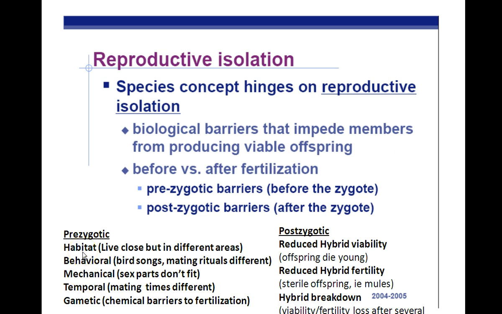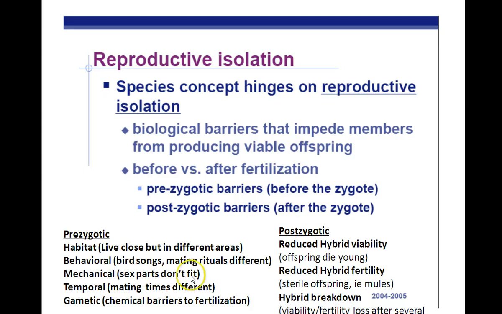Habitat isolation: they live close but in different ranges. Since they're living in different areas, they won't reproduce, like lions and tigers. Behavioral isolation: bird songs and mating rituals that are different can isolate closely related species of birds.